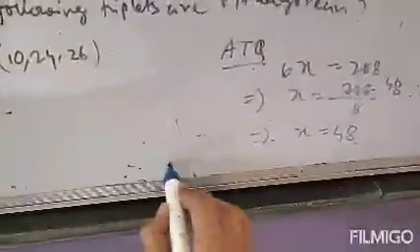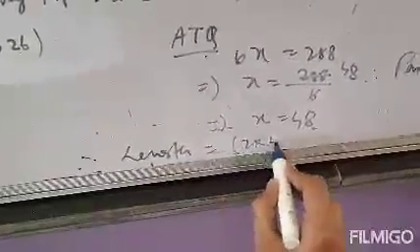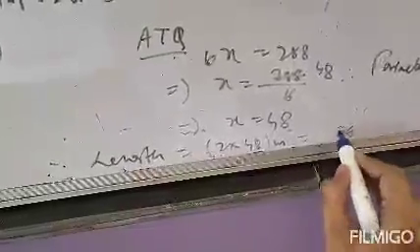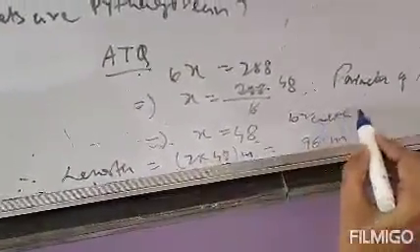That means the breadth was x meter, therefore the breadth is 48 meter, and the length will be 2 into 48. So length equals 2 into 48 meter, that is 96 meter, and breadth equals 48 meter.